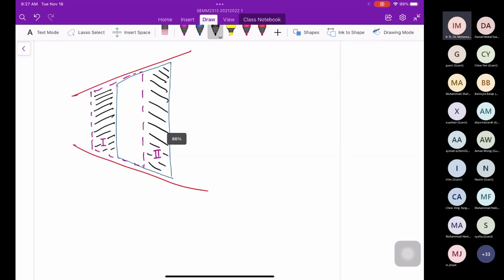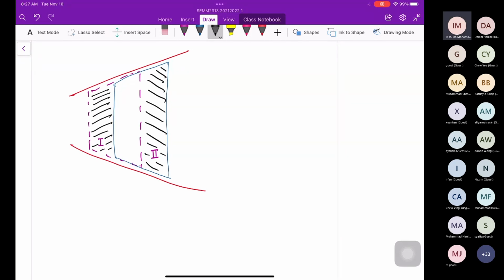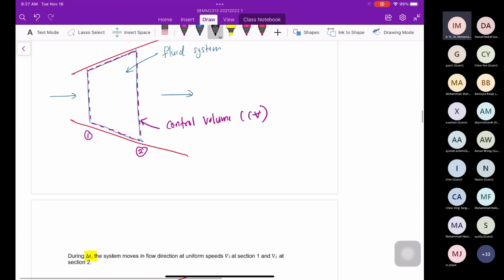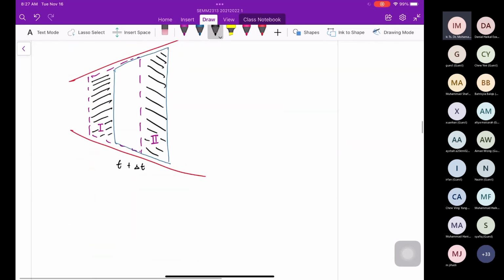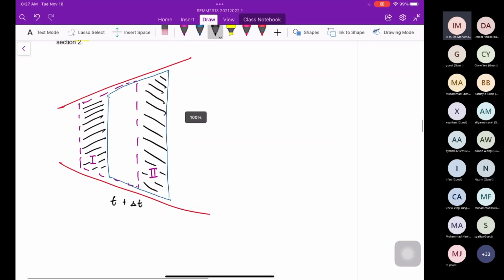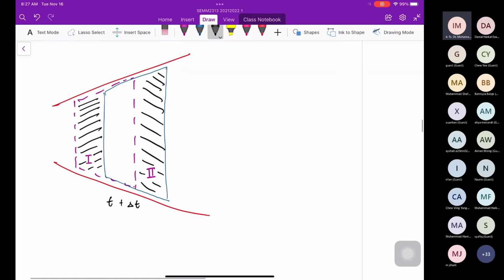Alright, so this is at T plus delta T. For example, your initial point T is equal to 1. Okay, this is at T, for example T equal to 1. After the change of time, maybe it is 2 seconds. Okay, it moved within 2 seconds. So 1 plus 2, 3. So at time 3, it will become like this, the blue color, the new position for the fluid system.